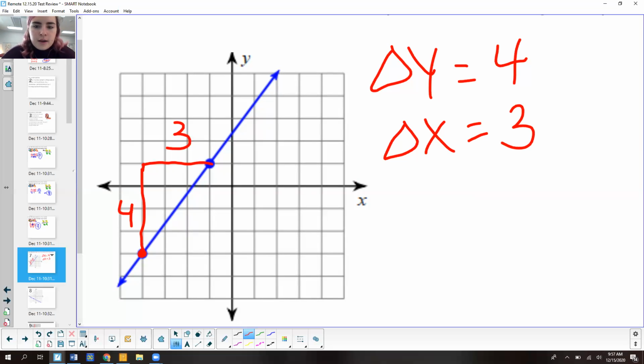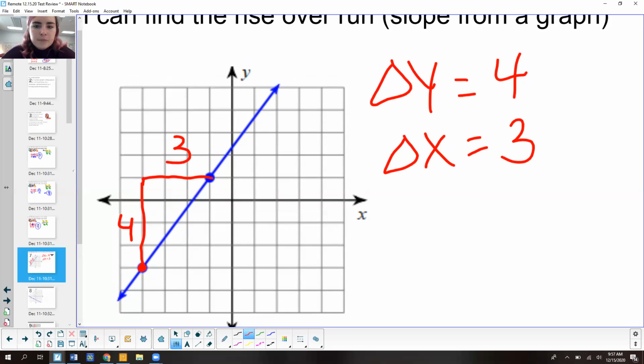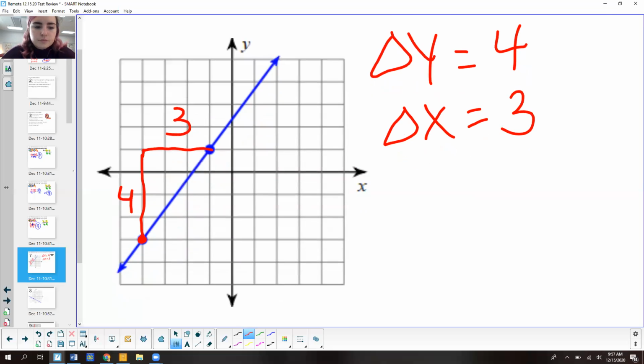So if I do that, what is my slope? If I'm doing it as rise divided by run, rise over run, change in y divided by change in x, what is my slope then?